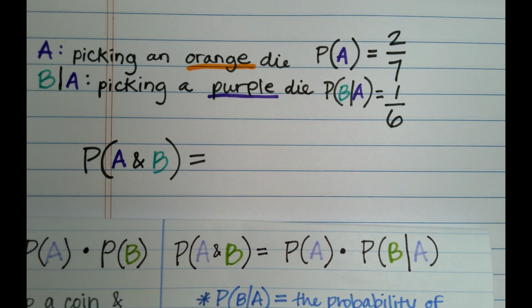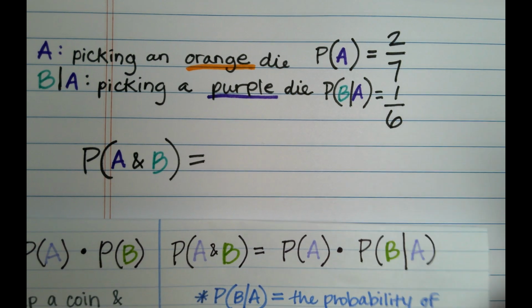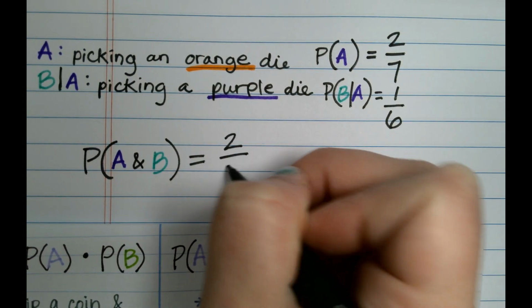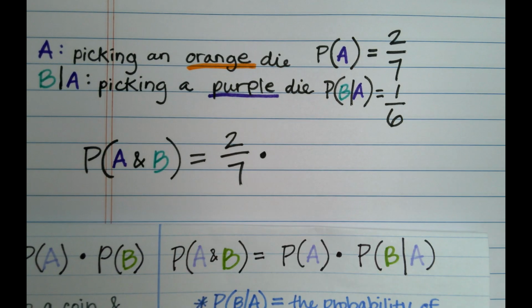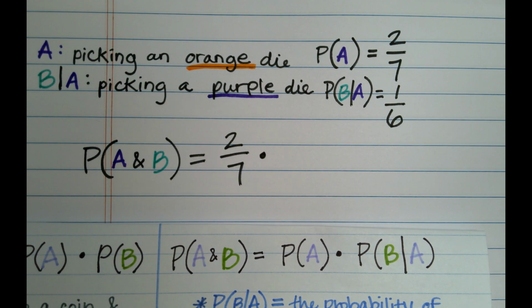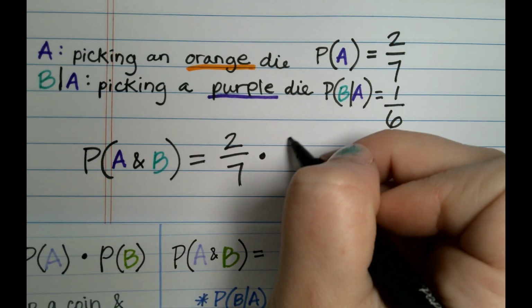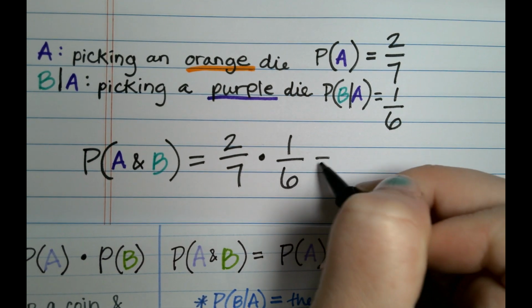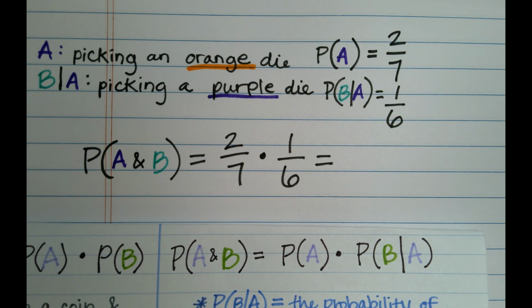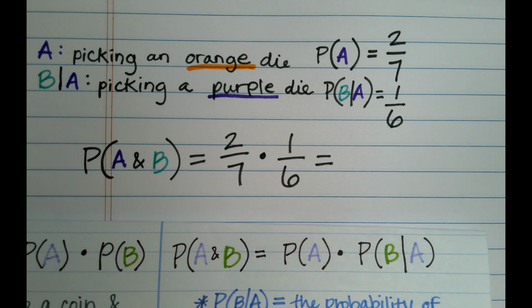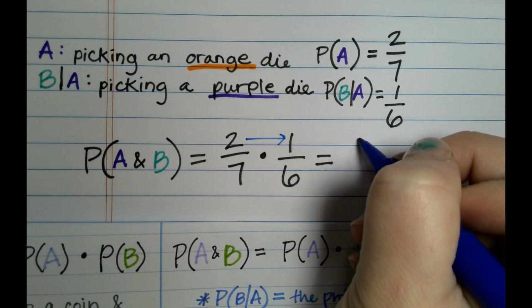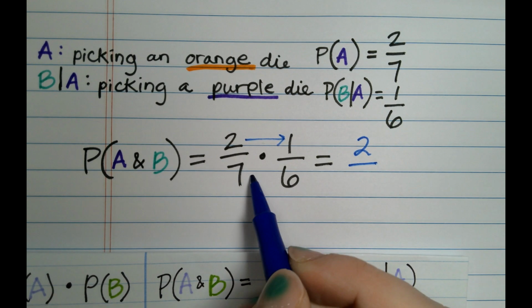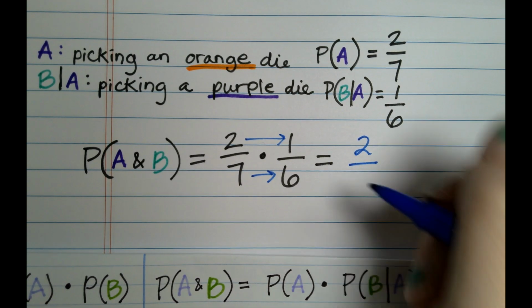What's the probability of A? 2/7, 2 out of 7. So I need to do 2 out of 7 times, what's the probability of B given A? 1/6. And finally, all we need to do now is multiply straight across. So what is 2 times 1? 2. What is 7 times 6? 42.